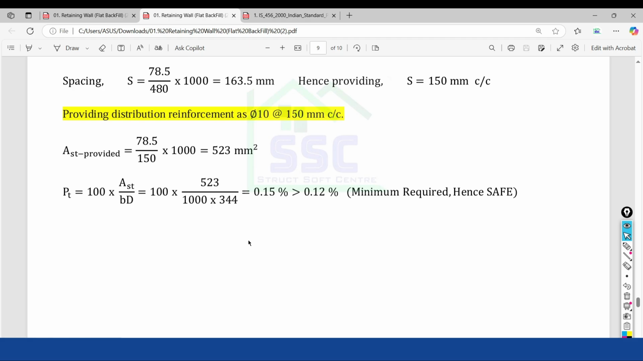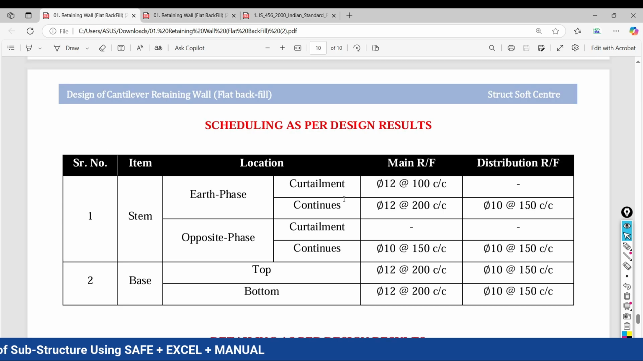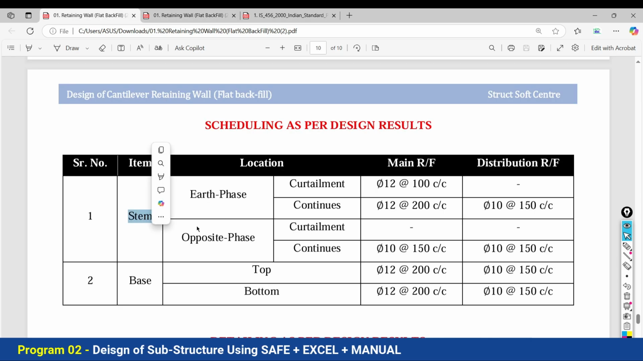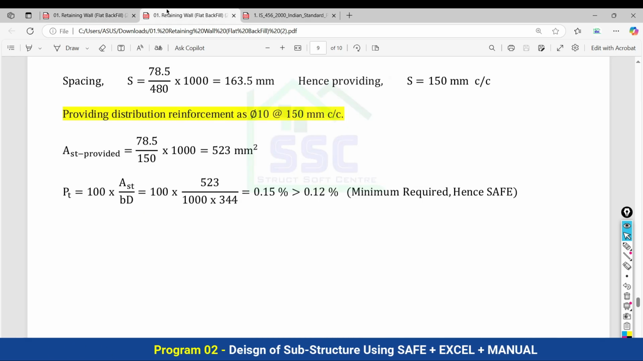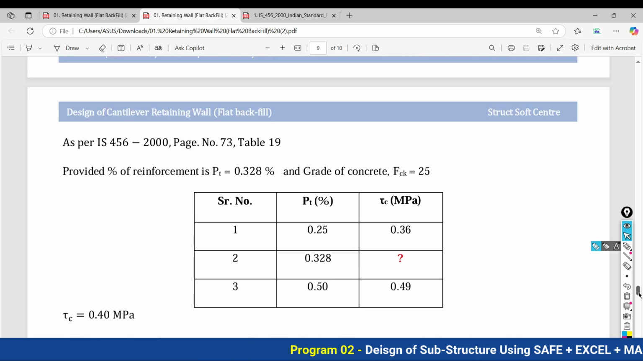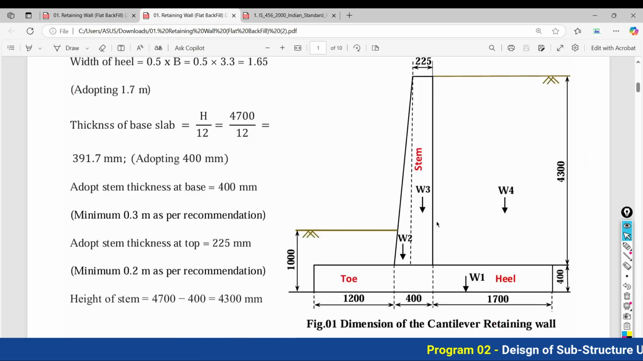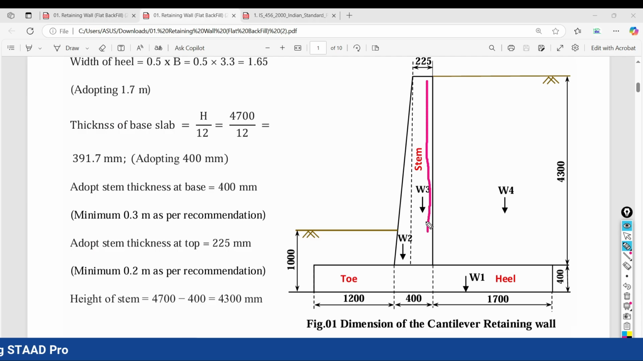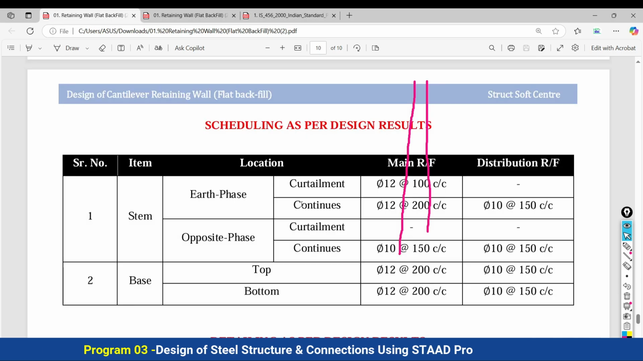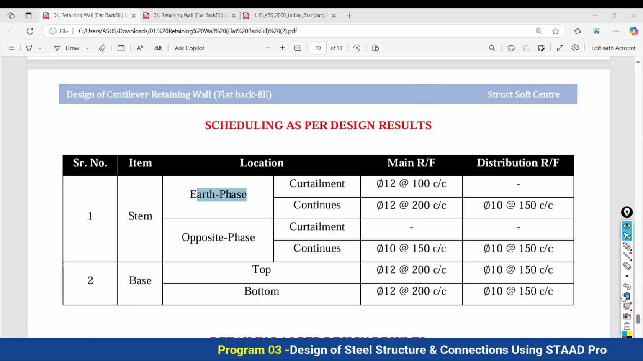Whatever results we got, all those results we have to write in a tabulated form. So for the vertical stem, we have two faces. One face towards the earth side and the other face on the opposite side of the earth side. What reinforcement is needed on this side and what reinforcement is needed on this side, that we need to understand. Here on the earth face, two conditions are there.